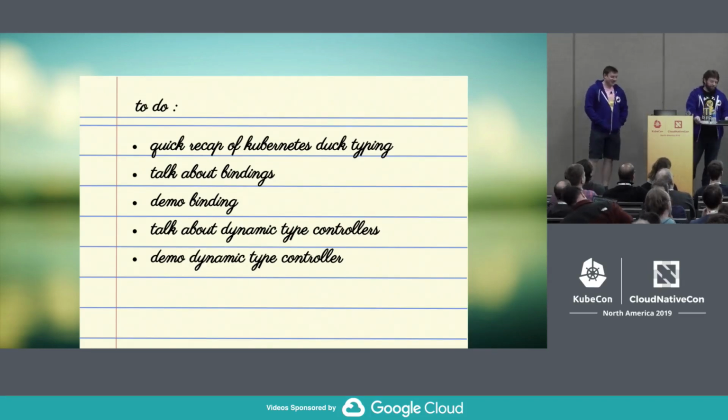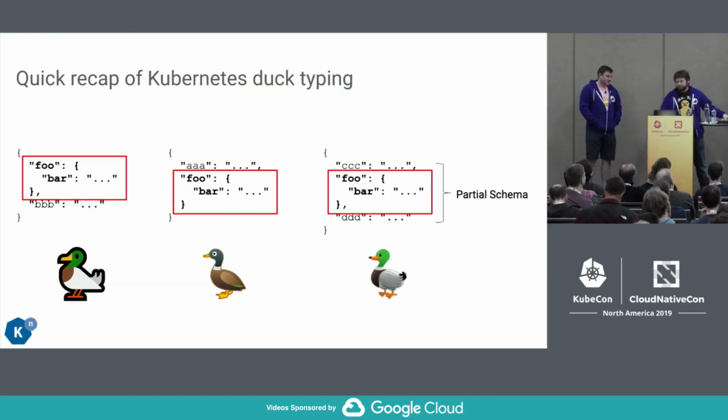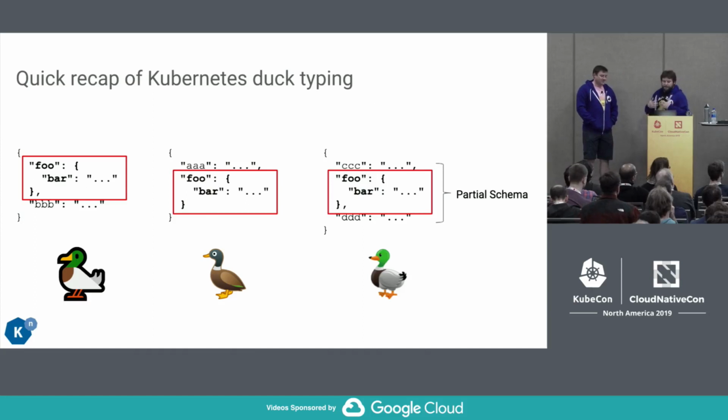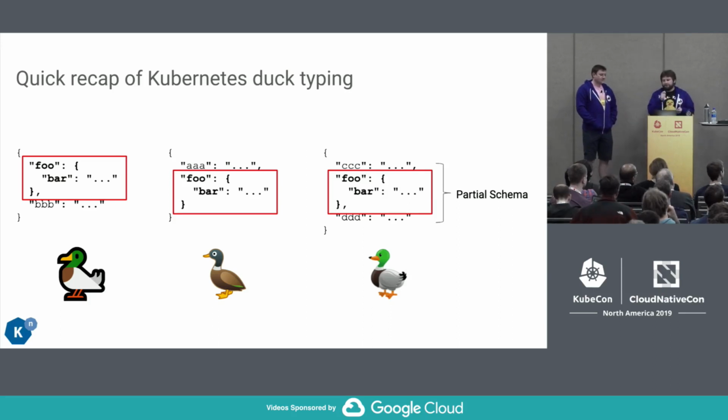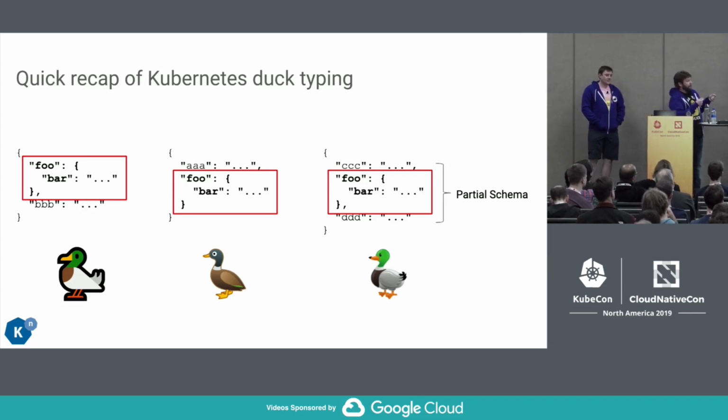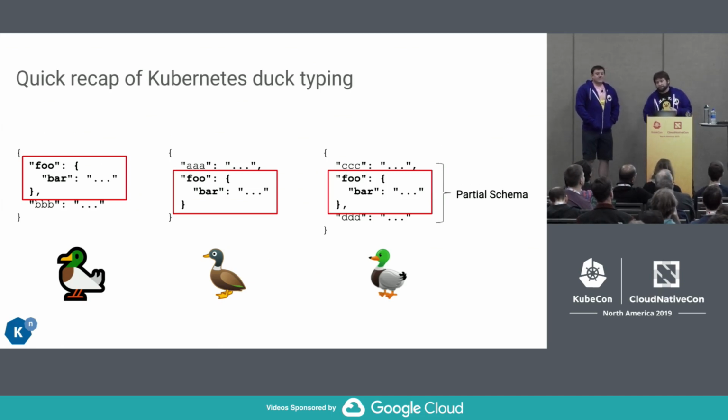Okay, the first thing we're going to do on our to-do list is a quick recap. DuckTyping. So DuckTyping is, here we have three different objects that have this common theme. Each of these has a foo.bar property, and if I want to reason about this collection of different resources and reason about that foo.bar property, DuckTyping allows us to define a partial schema that allows us to extract that information from different resources within this class.